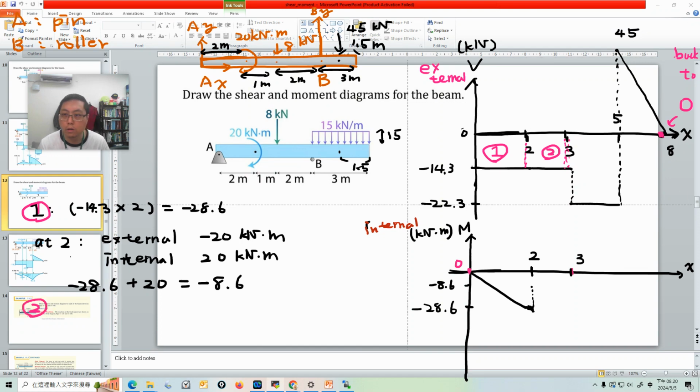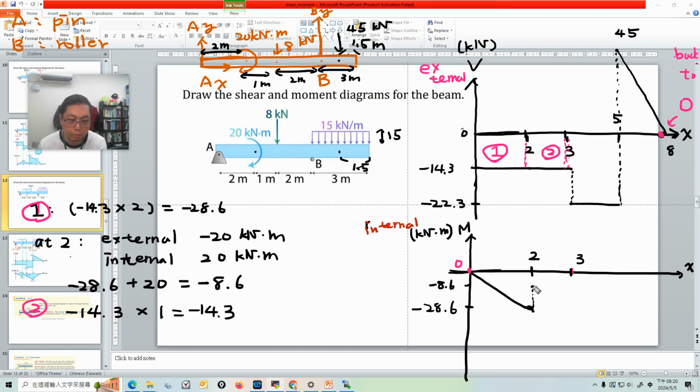Okay, area 2. So what's the area of area 2? The area of area 2 is minus 14.3 times 1, so it's minus 14.3. At position 2, the change of the moment is equal to the area under the shear curve, the shear diagram.